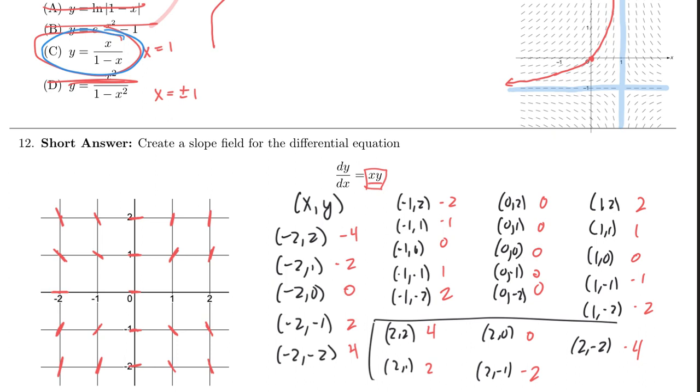So we just pick out a couple specific ones like negative 1, 1. Negative 1, 1 is that point. When I multiply the two, I get negative 1, so the slope of that little line is negative 1. I pick another one like 2, negative 2. 2, negative 2 is here. Multiply those two, I get negative 4, so the slope of that line is negative 4. All right, so just take every single point and plug into your differential equation to figure out the slope of that line.